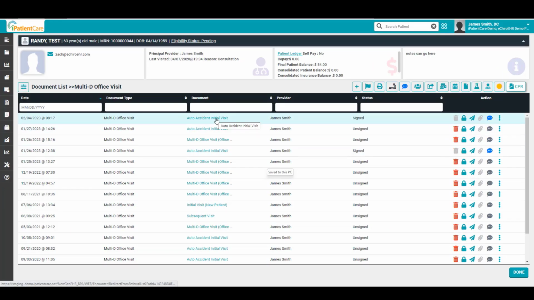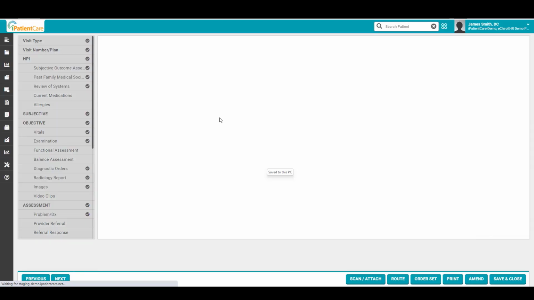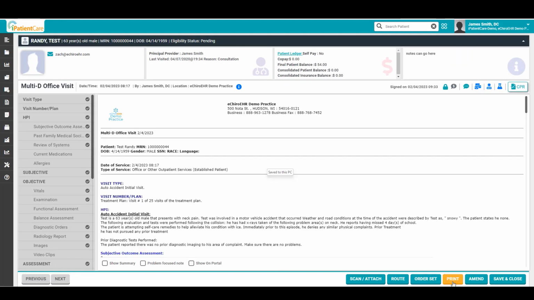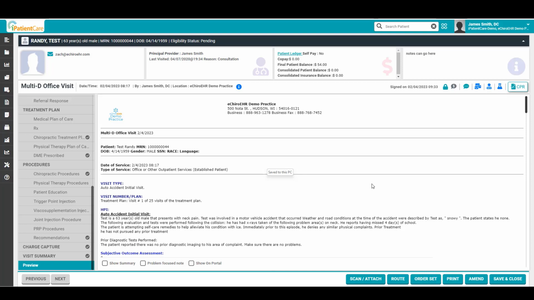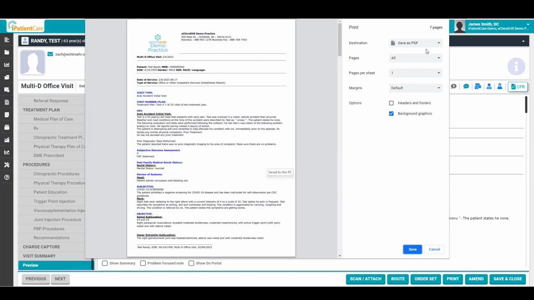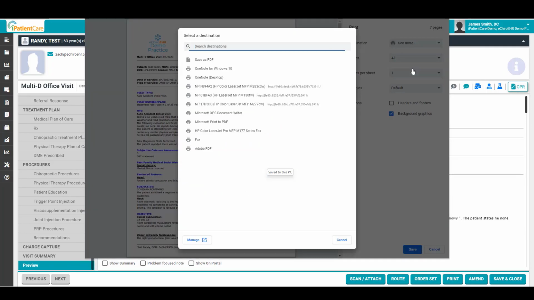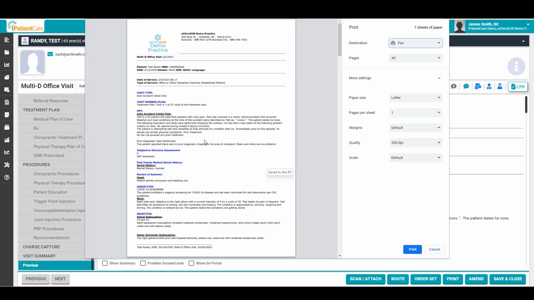And likewise, to be able to fax the record, simply open up the record. You would go to print and simply select your fax as your print option.